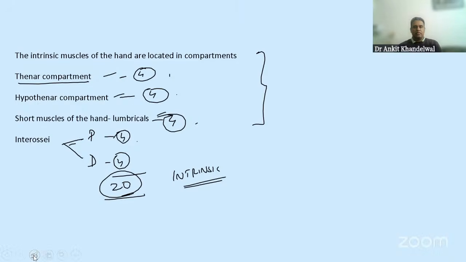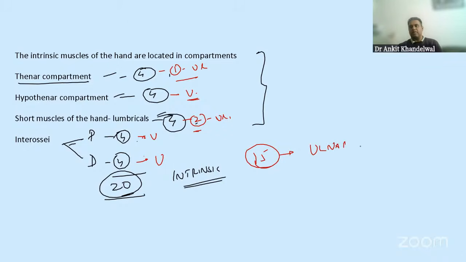Yeah, let me change the color and just try to tell you over here. This is totally supplied by ulnar, this totally by ulnar. One over here is ulnar, and out of 4, 2 over here is ulnar. So you can see 1 plus 4, 5, 6, 7, 7 plus 8. There are around 15 muscles out of 20 approximately supplied by ulnar.